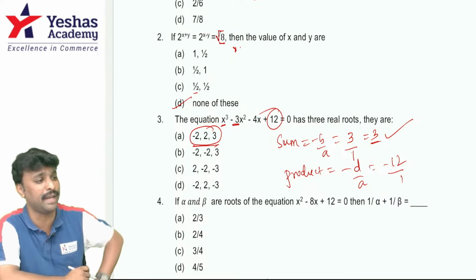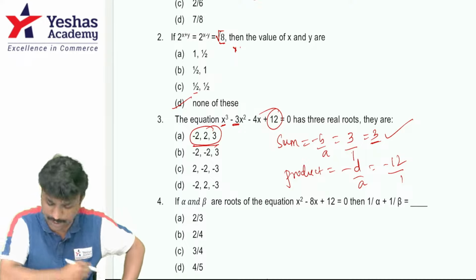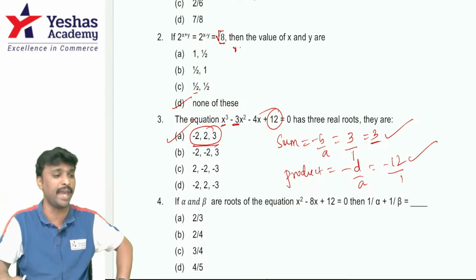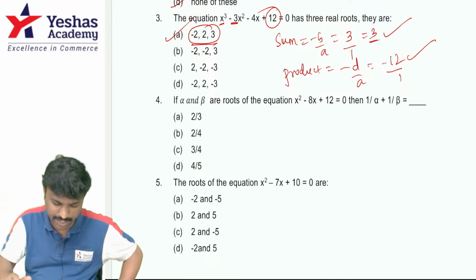Definitely the product is going to be negative only. 2 2s are 4, 4 3s are 12. So minus 12 only you get. So option A is the right answer. Moving on to the next question.